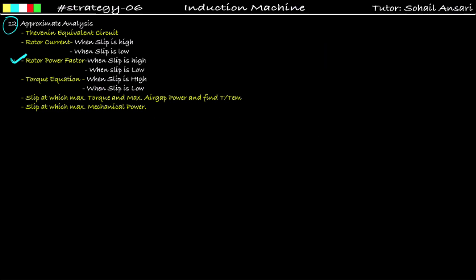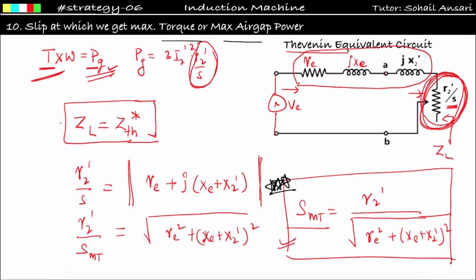Got it? Now you have to find the slip at which maximum torque or maximum air gap power occurs, and you have to find the value of T upon TEM during running condition. So first find the slip at which maximum torque occurs. This is very important. Previously we have already found that the slip at which maximum torque occurs is equal to r2 dash upon under root Re square plus (Xe plus x2 dash) whole square, right? So in approximate analysis what you have to do is put Re and Xe equal to 0, and you will get the slip at which maximum torque occurs, that is equal to r2 dash upon x2 dash.